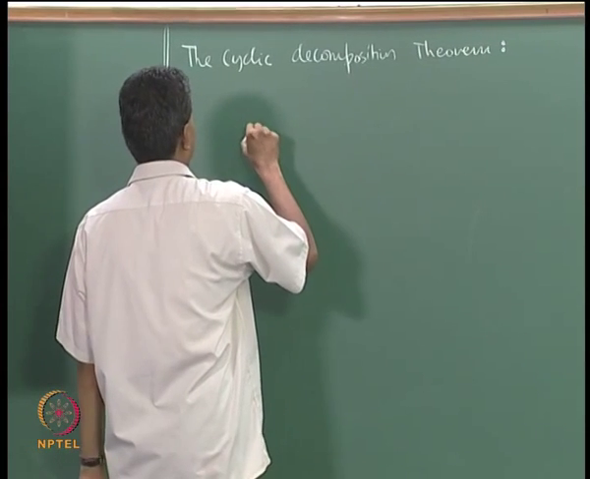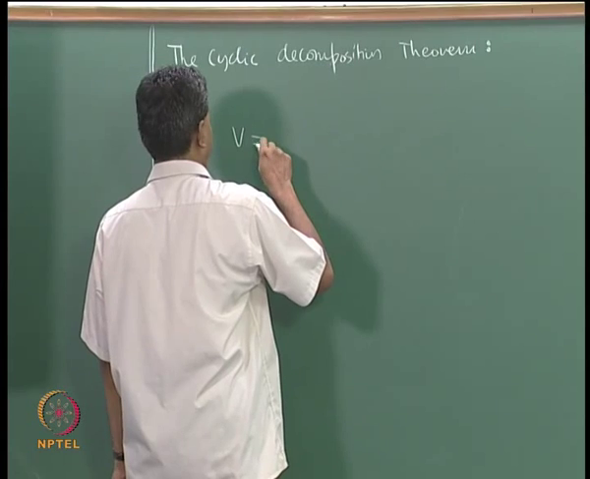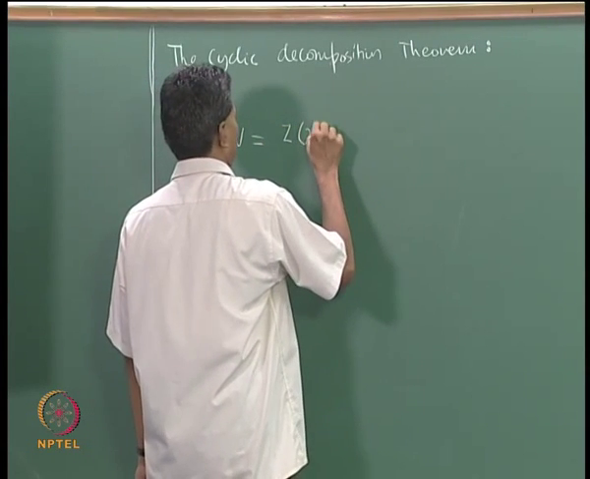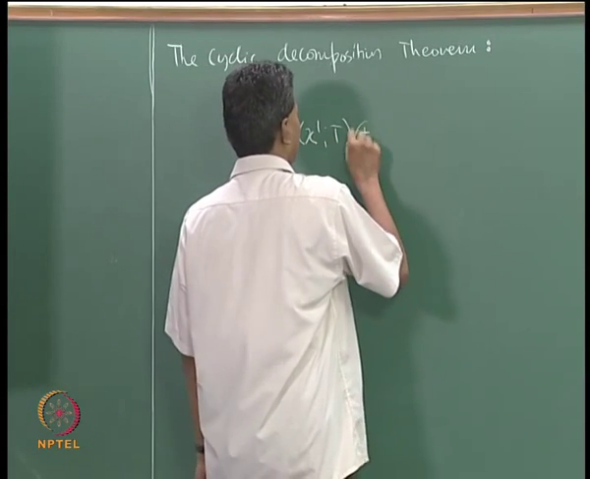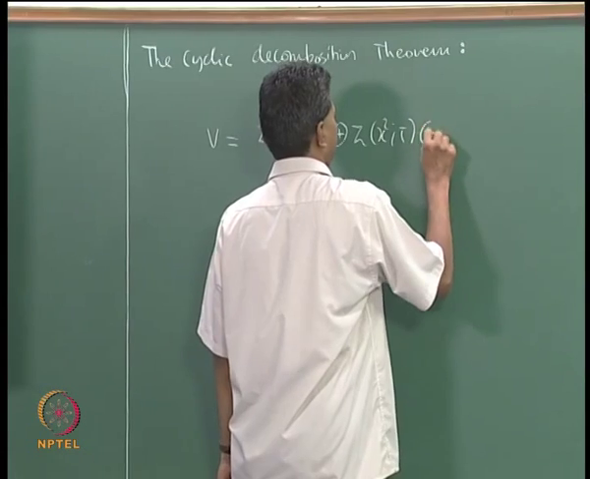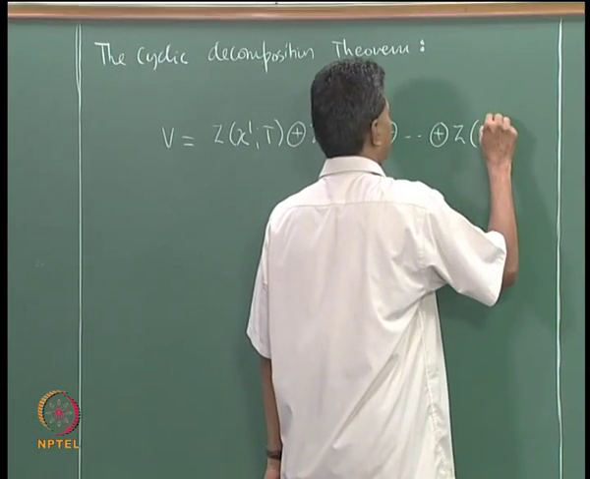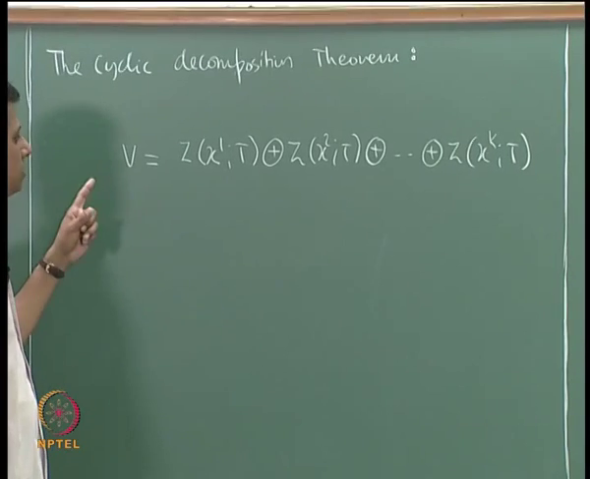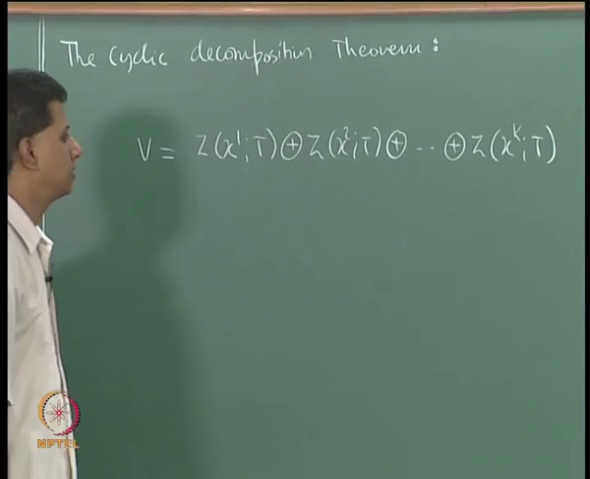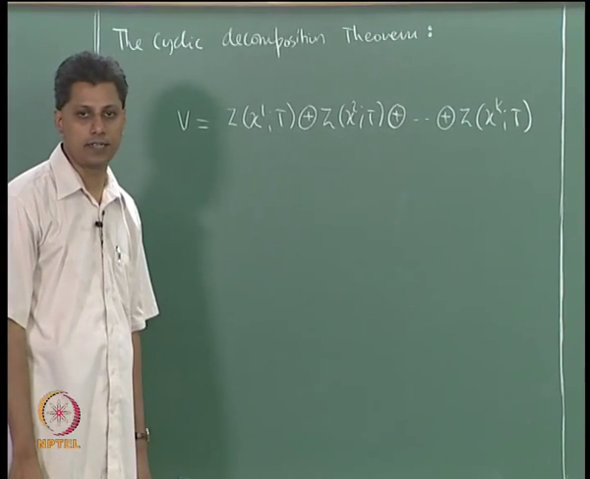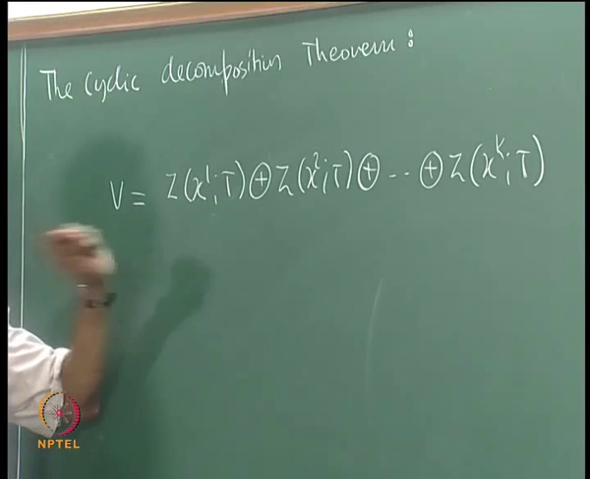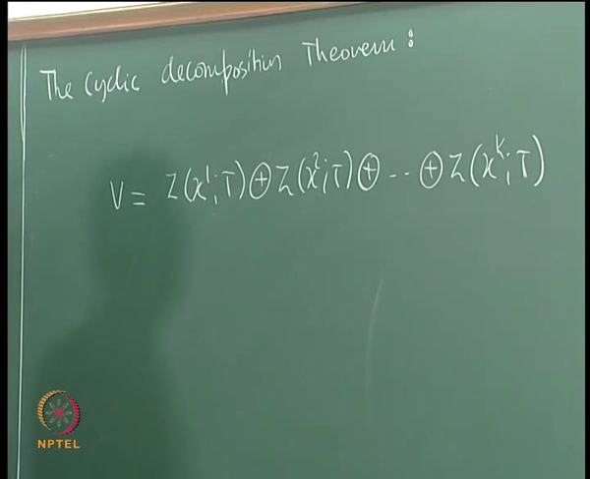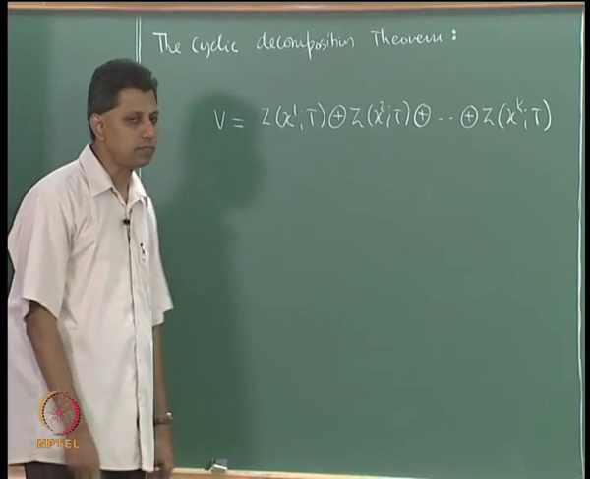The question is, can we write a finite dimensional vector space V as Z(x1;T) direct sum Z(x2;T) etc. direct sum Z(xk;T)? That is, can I decompose a finite dimensional vector space V into a direct sum of subspaces, such that each subspace is cyclic with respect to the operator T? So can I find vectors x1, x2, etc., xk, such that this decomposition is possible? The answer is yes. It is related to the following problem.